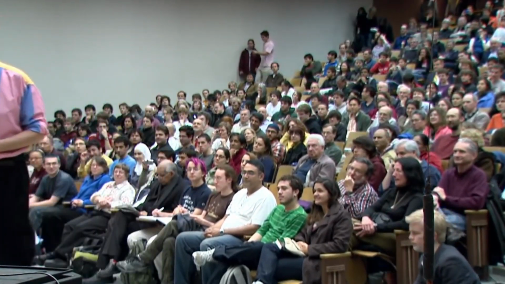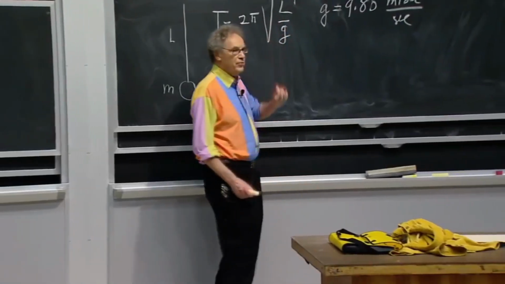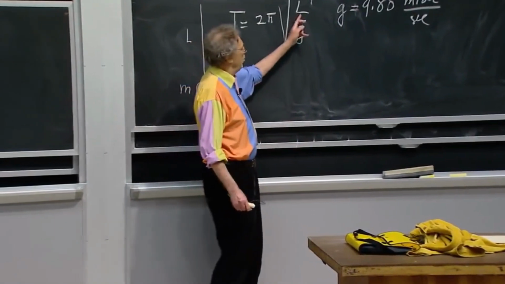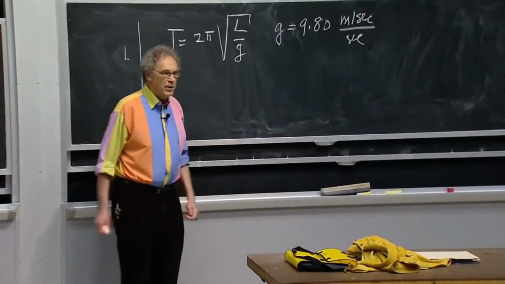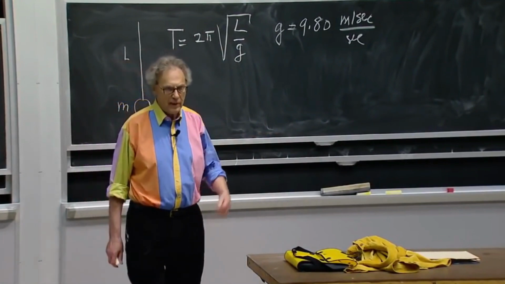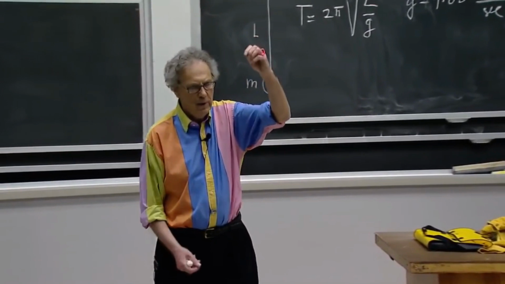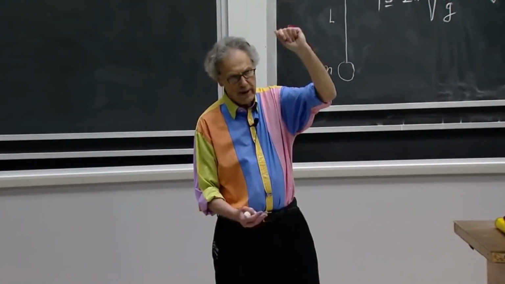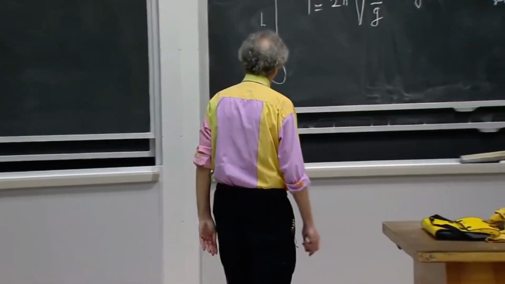By the way, if you ever want to test this equation for yourself, put in L equals 1 meter and use this number, and you will get a period of 2.0 seconds. It's very easy to do at home. You make one meter, you put an apple at the bottom, and you swing it. The 1 meter has to be accurate. You see that it's going to be 2.0 seconds.